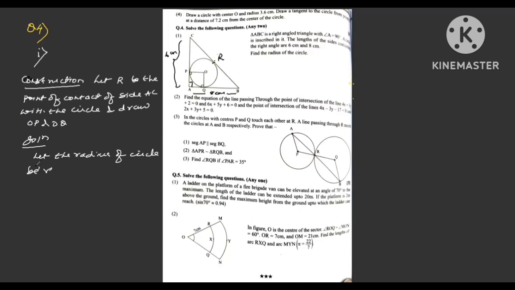Let the radius of circle be r. Therefore, OQ equal r. OP equal OQ equal r, radii of same circle. Now listen, children. Whenever two sides of a right angle triangle are known to us, the third side I can easily find out by Pythagoras theorem.